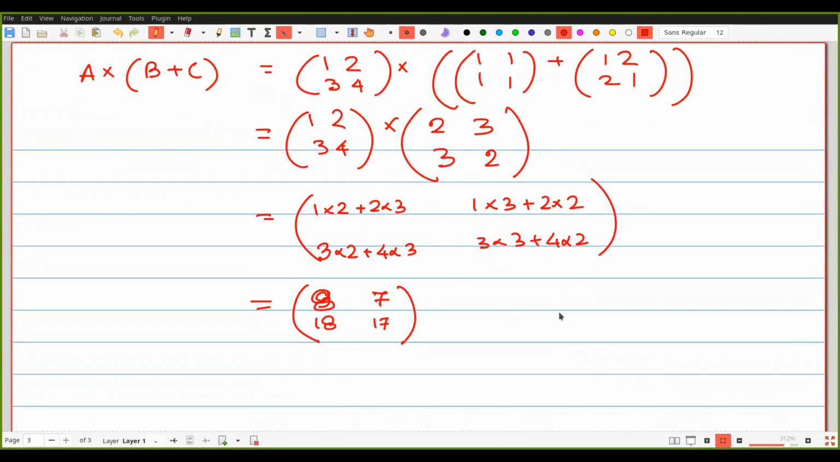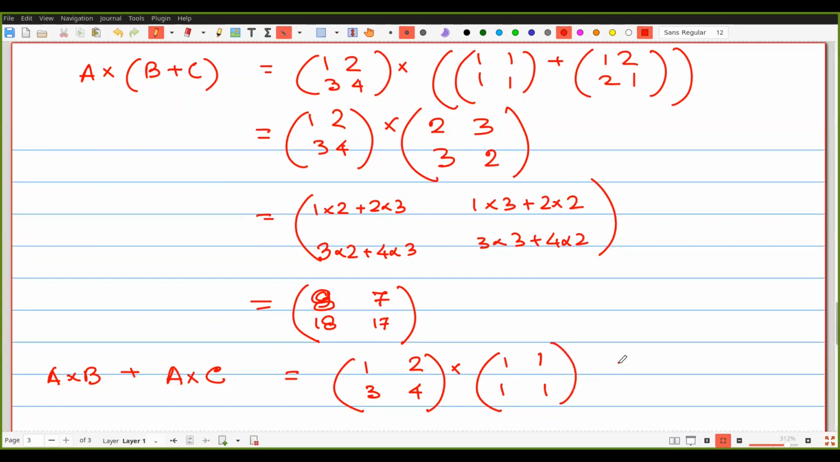Okay, let's check with the second one, the right hand side. That would be better. A cross B plus A cross C. So A is equal to [1, 2; 3, 4] into [1, 1; 1, 1] plus [1, 2; 3, 4] cross C, where C is equal to [1, 2; 2, 1].